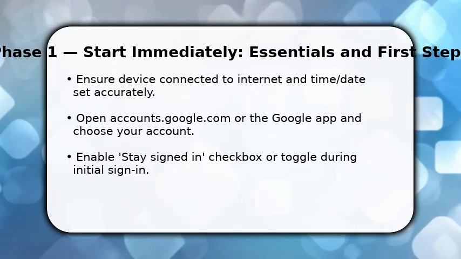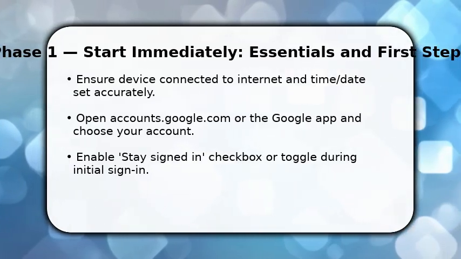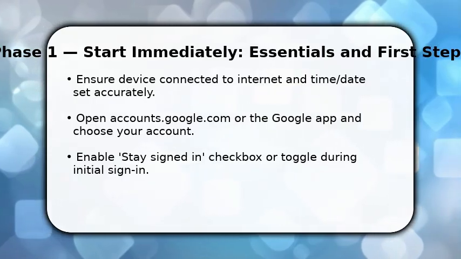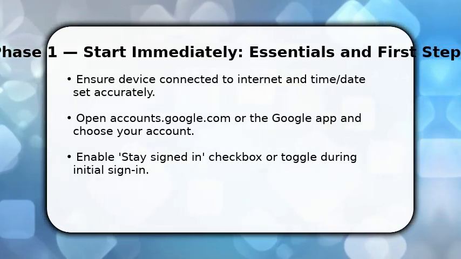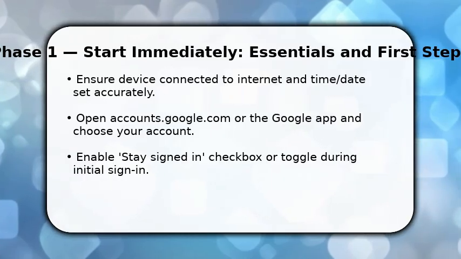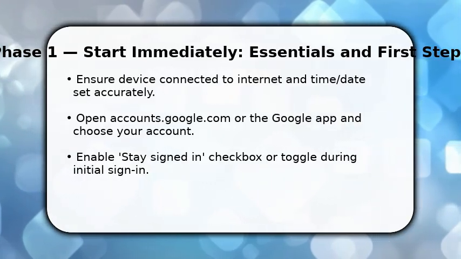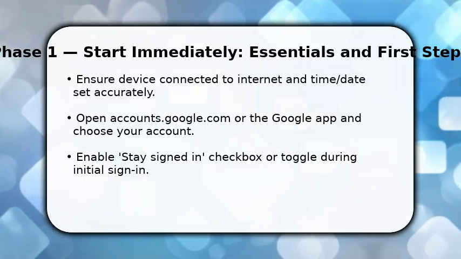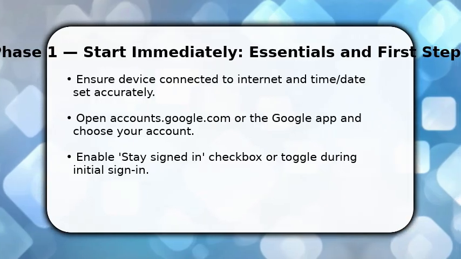Enjoy the video. You'll begin by confirming two essentials: a working network connection and correct device date/time. Both matter for authentication tokens. Next, open your Google sign-in page and enter your credentials. When prompted, select the Stay Signed In checkbox or toggle. This tells Google to issue a persistent session cookie.